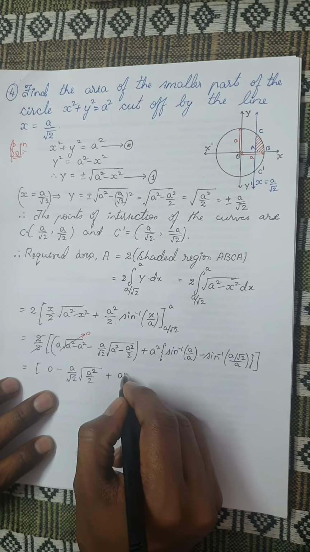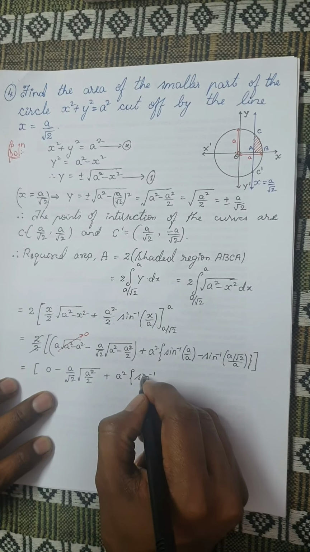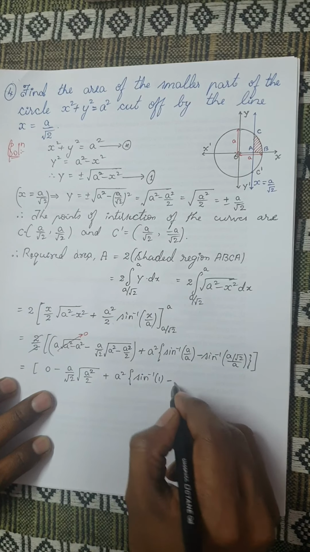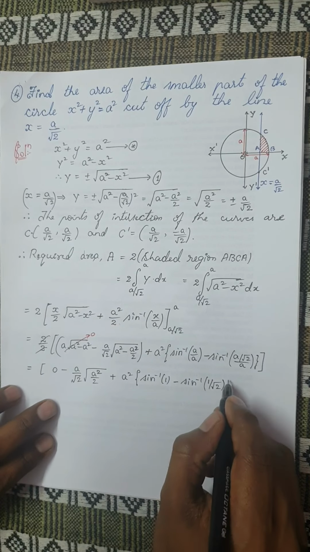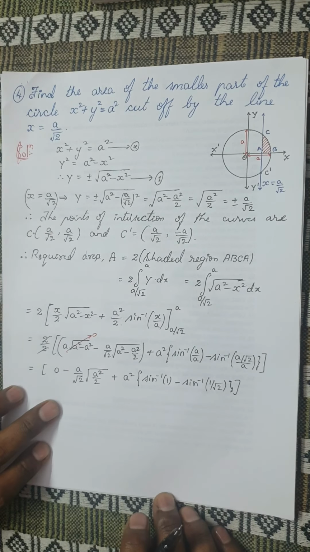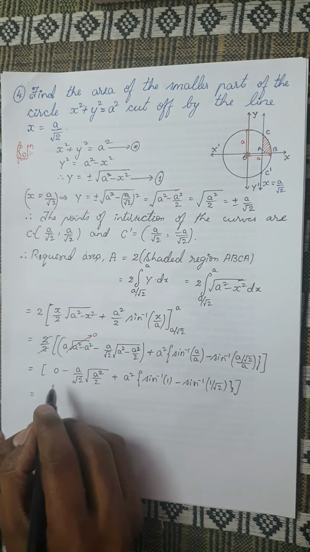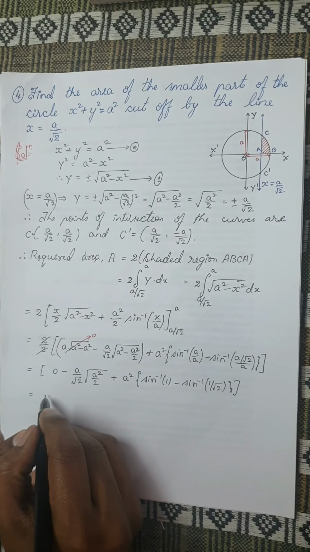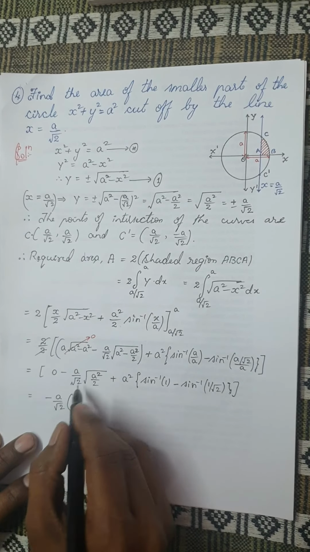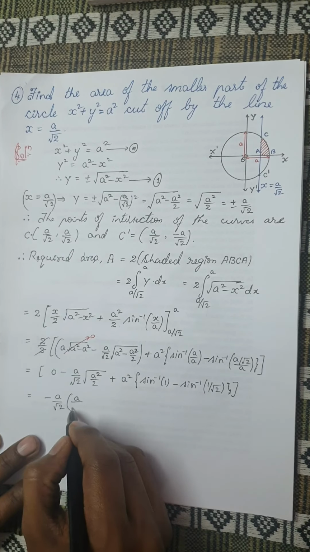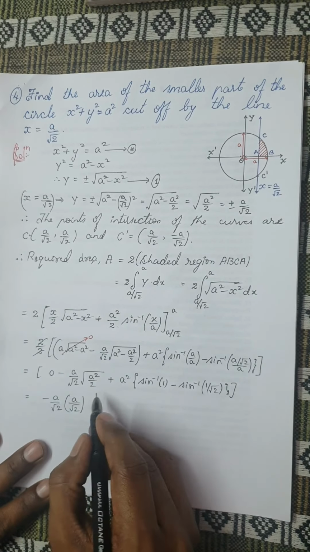Okay, plus a square into, okay, now please be very careful. You will actually get sine inverse of 1, because a by a is 1, minus sine inverse of a and a will get cancelled. You will actually get 1 by root 2. Okay, is it clear? This is one of the important questions. So this is nothing but, let me apply the terms here. So this is minus a divided by root 2 into, if you take the root of a square by 2, it would again be a divided by root 2. Is it clear? Because root of a square is a and root 2 as it is.